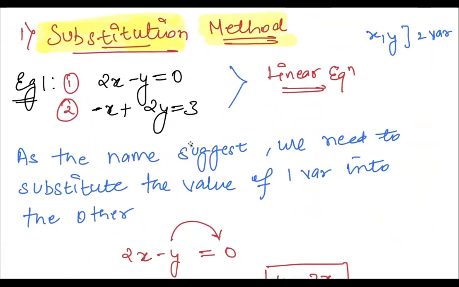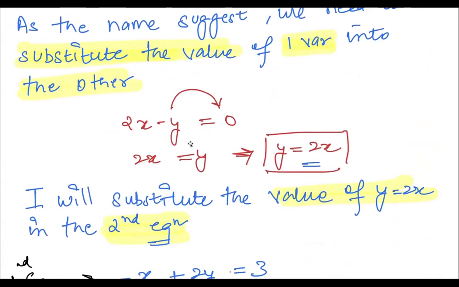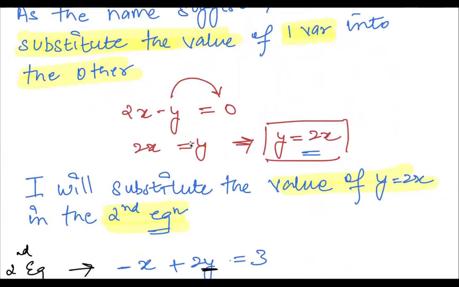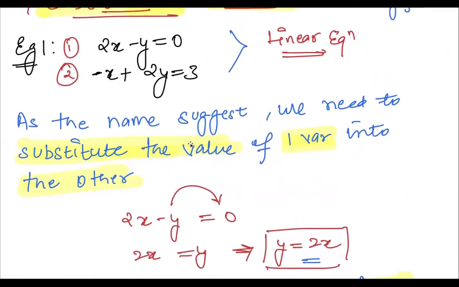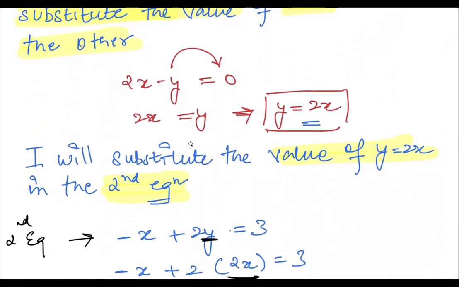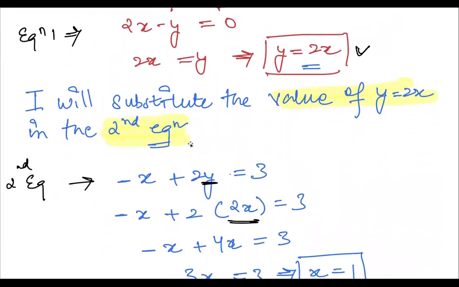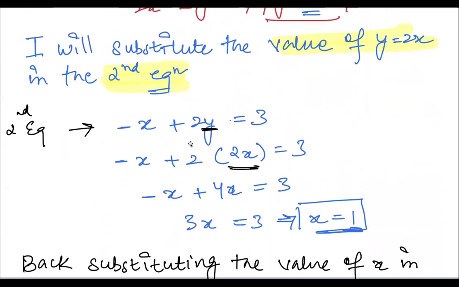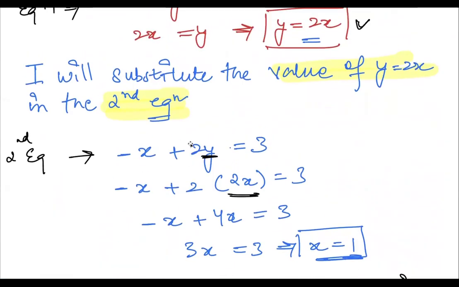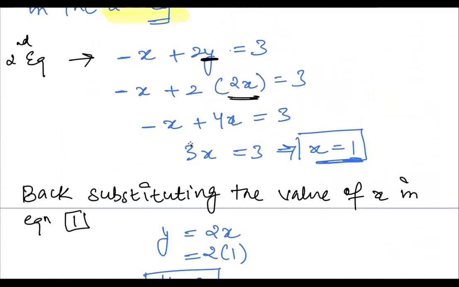In the substitution method, we need to substitute the value of one variable into the other variable. So let's say this is our example: 2x minus y is equal to 0 and minus x plus 2y is equal to 3. This is our first equation, right? What we'll get from this equation is y is equal to 2x. And this is our second equation, minus x plus 2y is equal to 3. So I'm substituting the value of y into this equation.